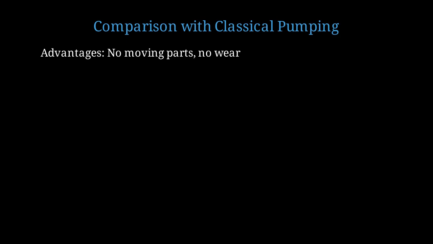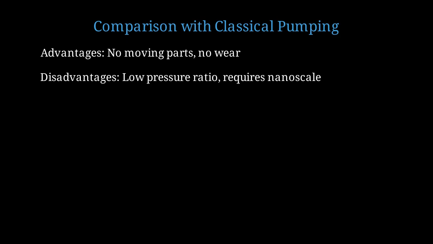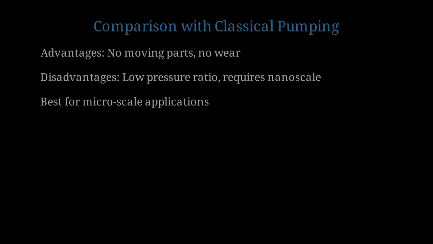How does Knudsen pumping compare with classical mechanical pumps? Advantages include no moving parts, which means no mechanical wear, and potentially infinite lifetime. Disadvantages include relatively low pressure ratios and the requirement for nanoscale fabrication. Knudsen pumps are best suited for microscale applications, where conventional pumps are impractical.